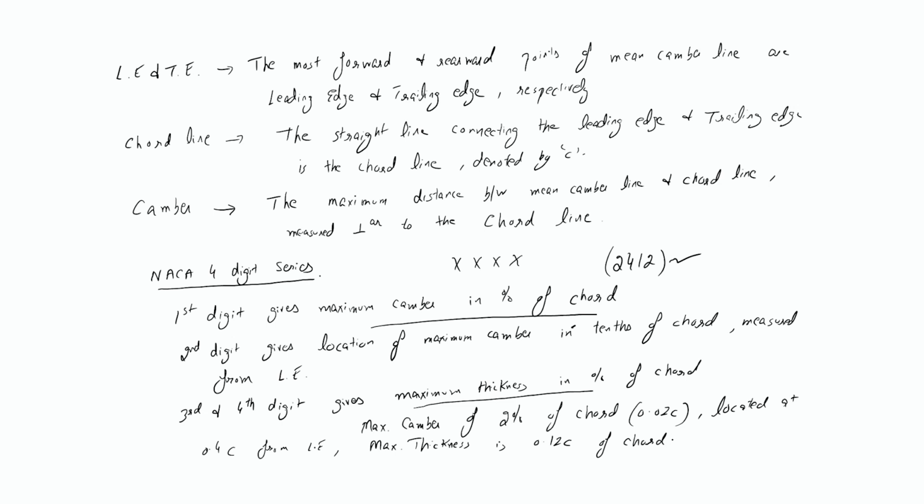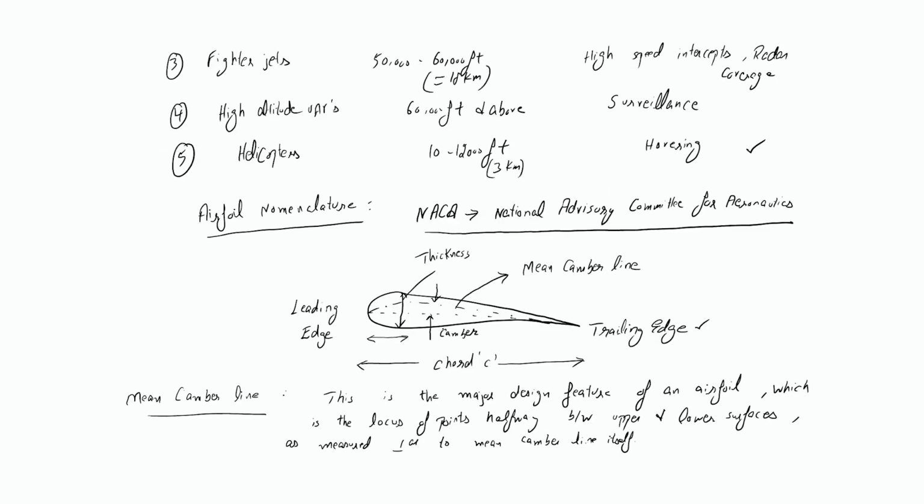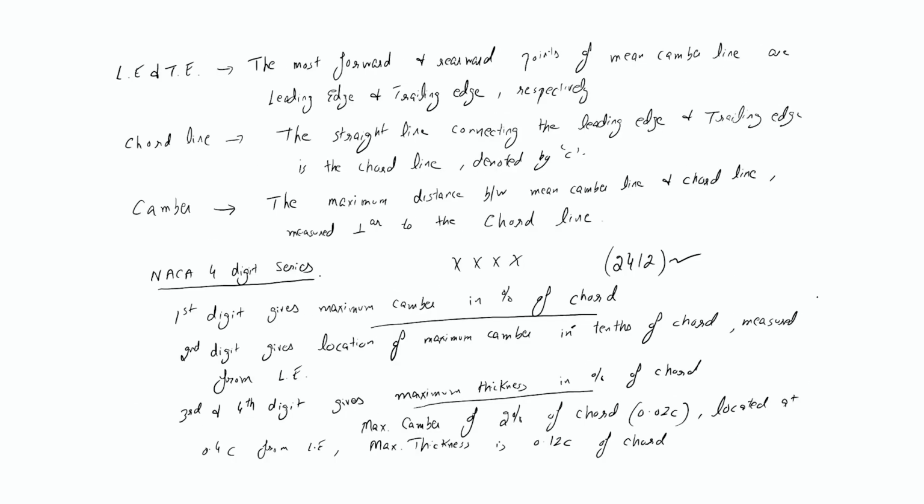Before I move to the next series of airfoil, I would like to mention that the airfoil that I have drawn here is actually a cambered airfoil. In a cambered airfoil, obviously there will be a mean camber line. Now there is another type of airfoil, that is the symmetrical airfoil.